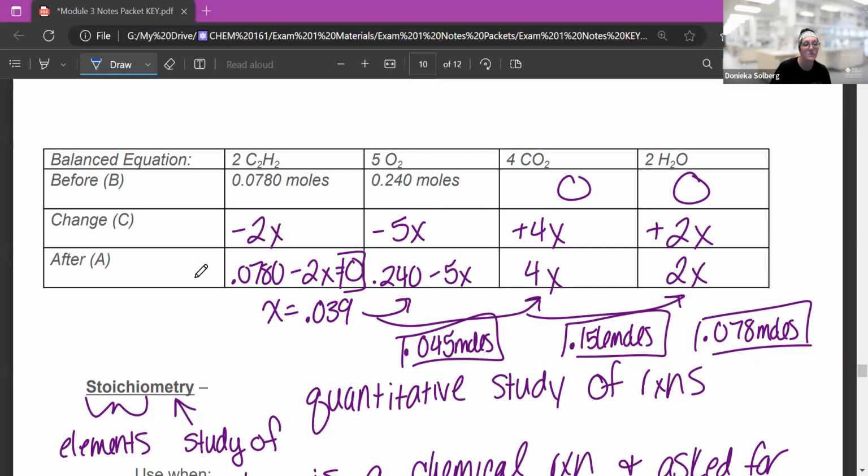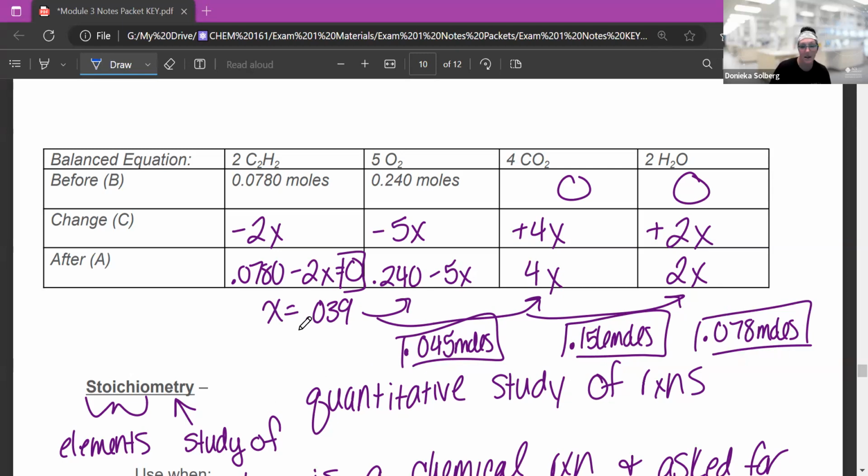And then I combine them to make my after row, 0.0780 minus 2x. This one is 0.240 minus 5x. This one is 0 plus 4x, so that's 4x, and this one is 2x. So then in this case, I set this one equal to 0. I just picked one, and I got that x is 0.039. Okay, so this would be 0. I would plug x into this one, and this one, and I get that I have 0.045 moles of this, 0.156 moles of this, and 0.078 moles of this.